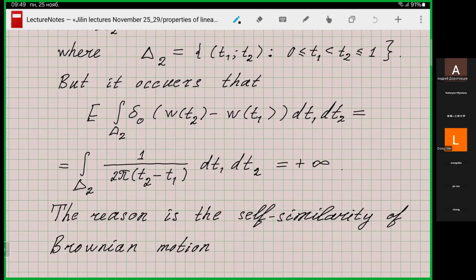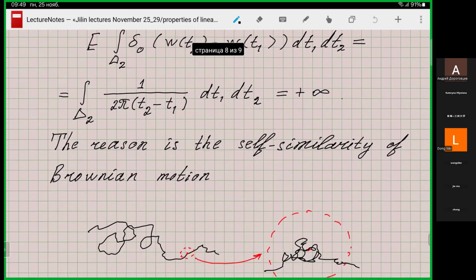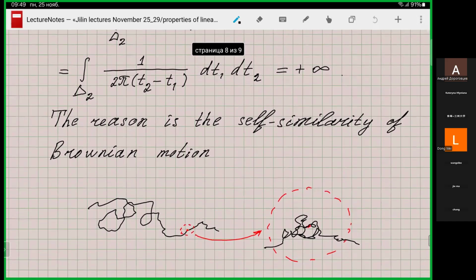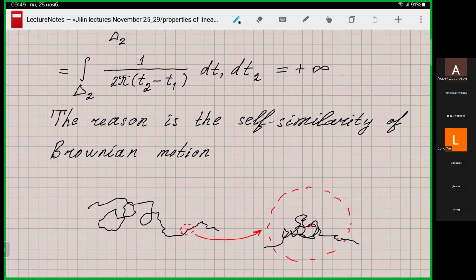What is self-similarity of Brownian motion? Suppose that we have a trajectory of Brownian motion. Take a point on this trajectory, take a small ball near this point and zoom it. And what will we see? Near this point, we have a lot of self-intersection. This intersection happens immediately after time t, if this red point corresponds to time t, and immediately before time t.